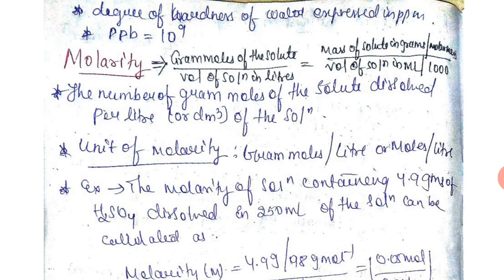Next, what you have to know is molarity. How to find the molarity of a solution? Gram moles of the solute by volume of solution in liters is equal to mass of the solute in grams by molar mass by volume of the solution in ml by 1000. So it is the number of gram molecules of the solute dissolved per liter of the solution.